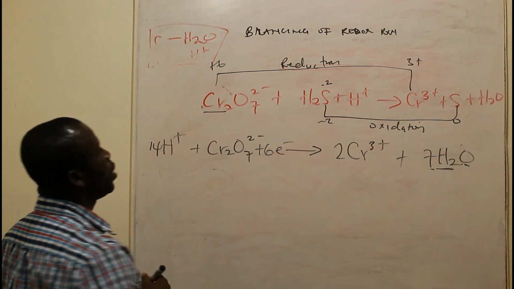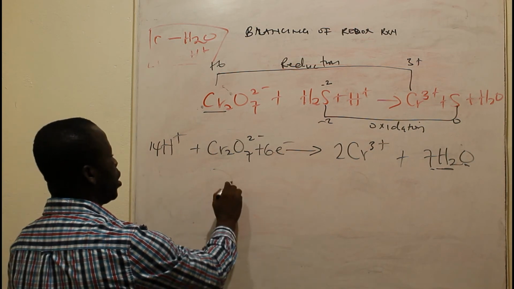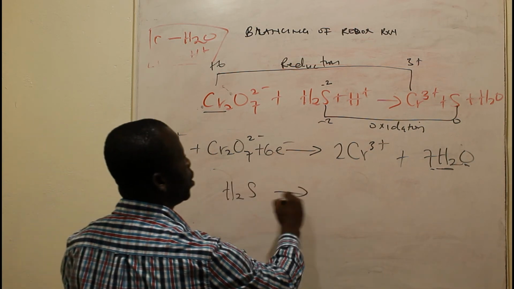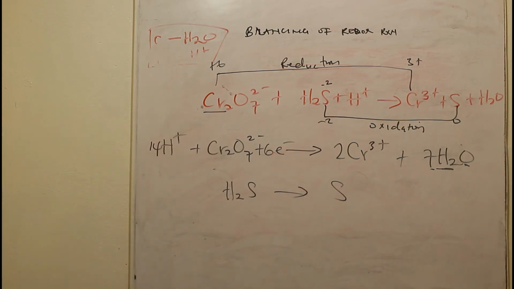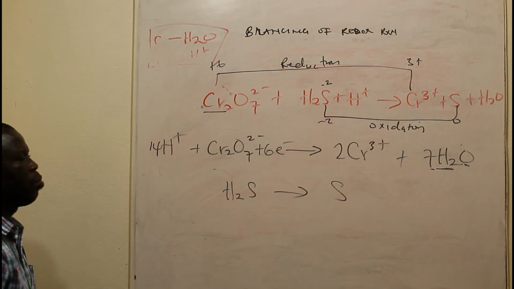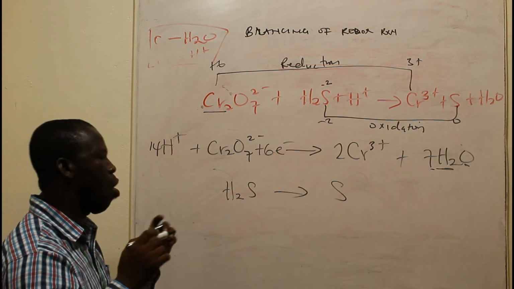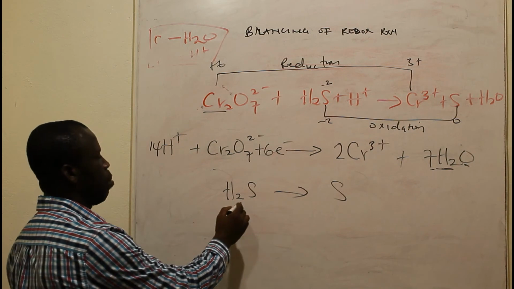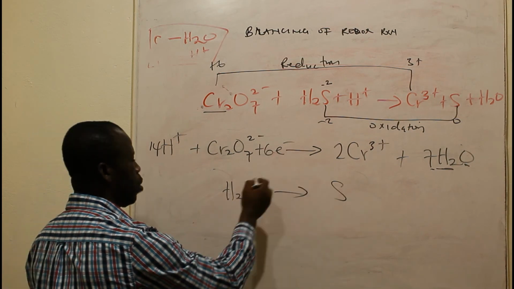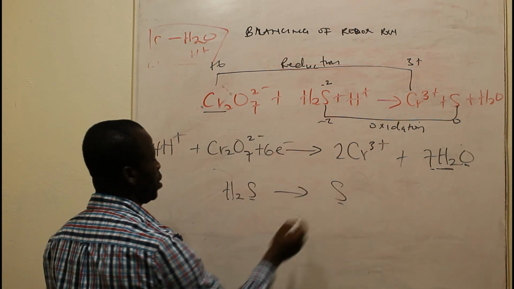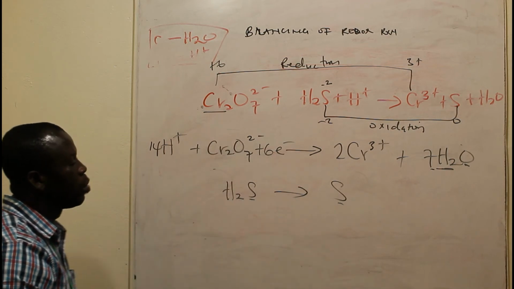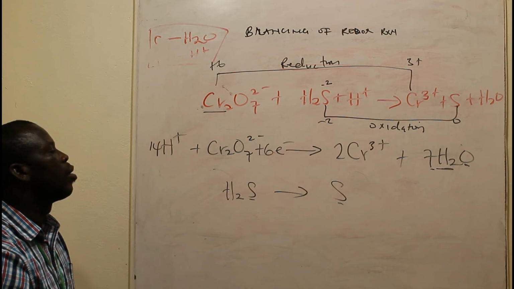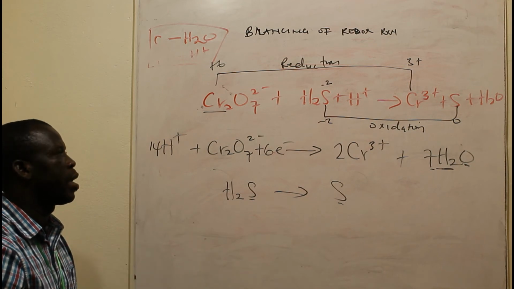Then let's move to the next one, which is the oxidation half, which has this sulfur. With the oxidation half, we are to balance all atoms apart from oxygen and hydrogen. This is the only exception, so we cannot balance this, and it's already balanced. So let's leave the hydrogen alone. From there, we move to balancing of oxygen and hydrogen.